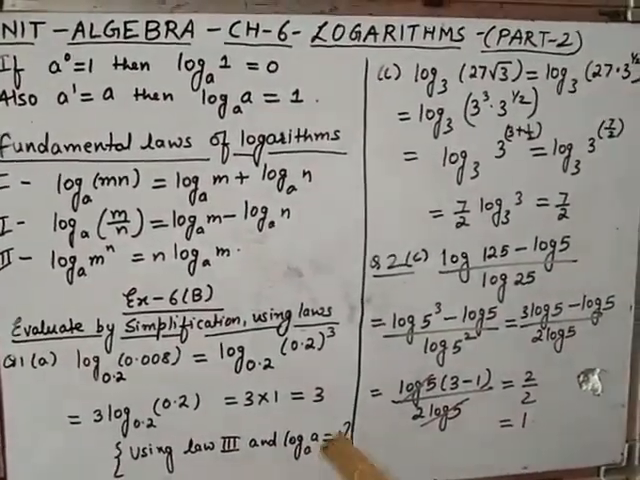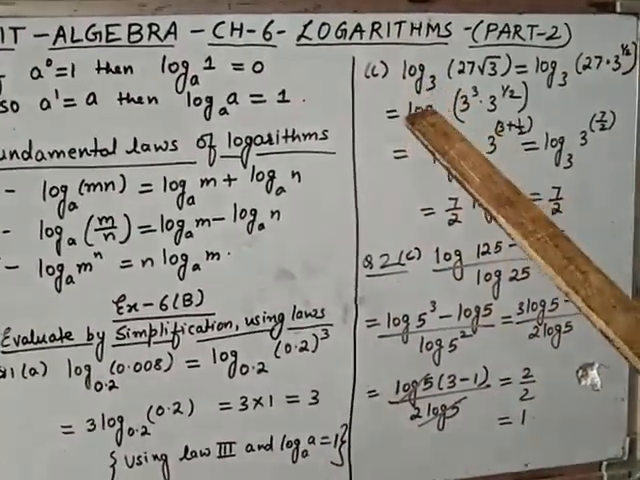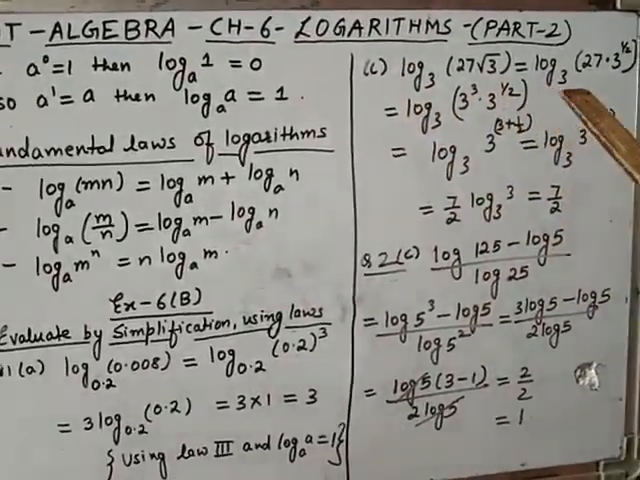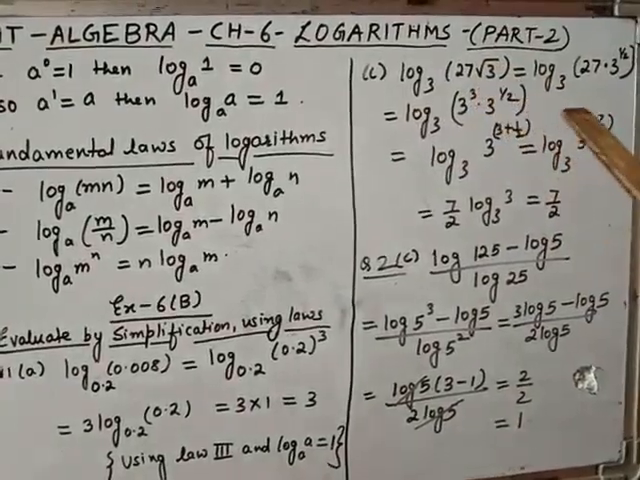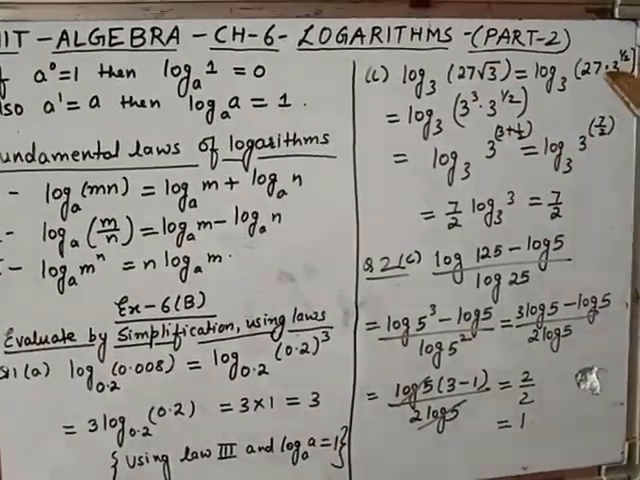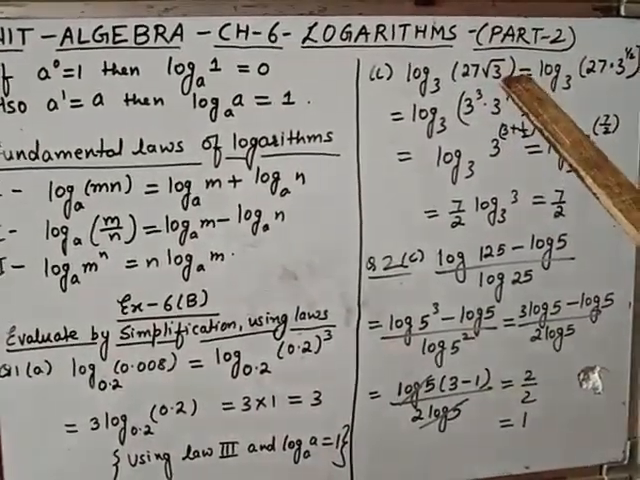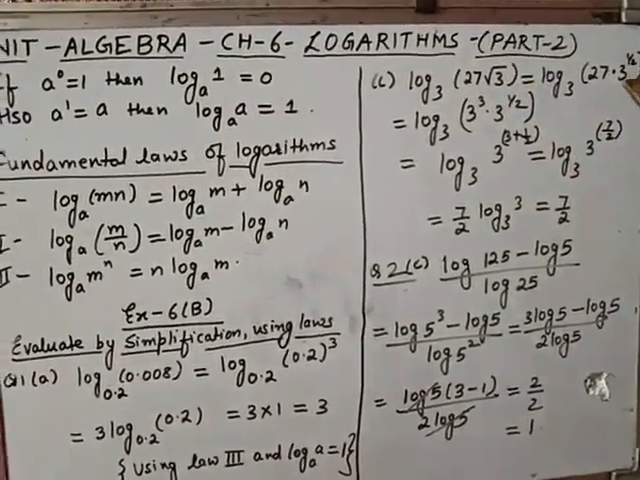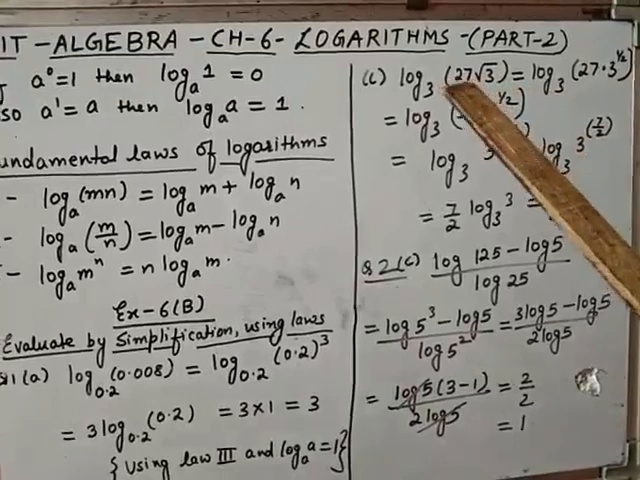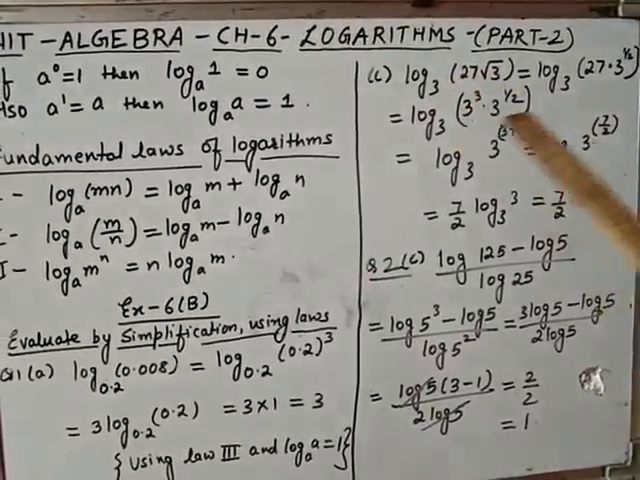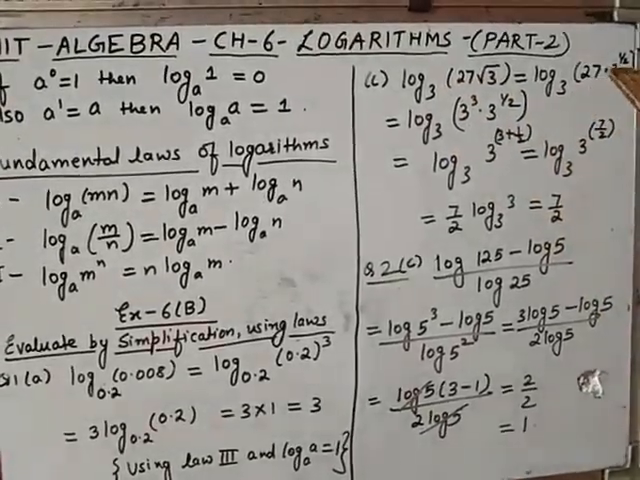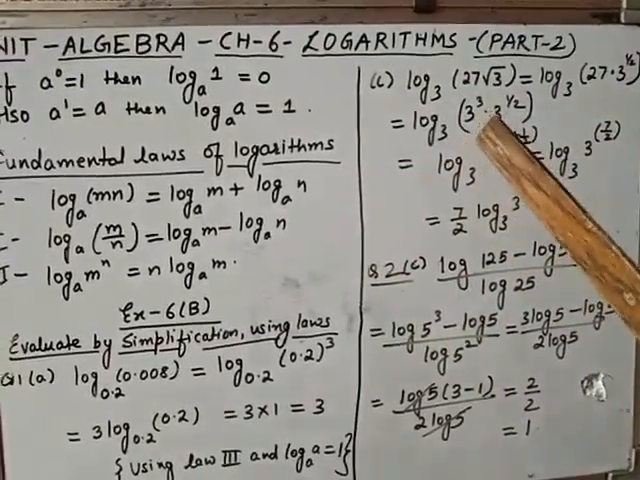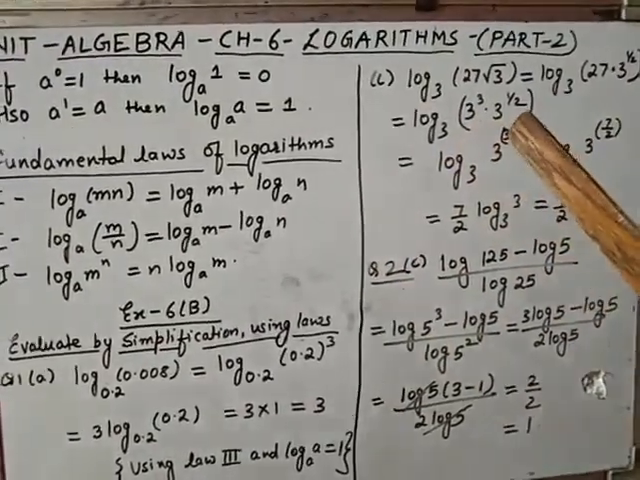Clear, student? Now question number C, log to the base 3 of 27 root 3. Now this square root 3 is written as 3 raised to power 1 by 2. When we remove the square root symbol and convert this into power, the power is 1 upon 2, and in between these two there is a sign of multiplication. So 27 into 3 raised to power 1 by 2. 27 is written as 3 cube into 3 raised to power 1 by 2.